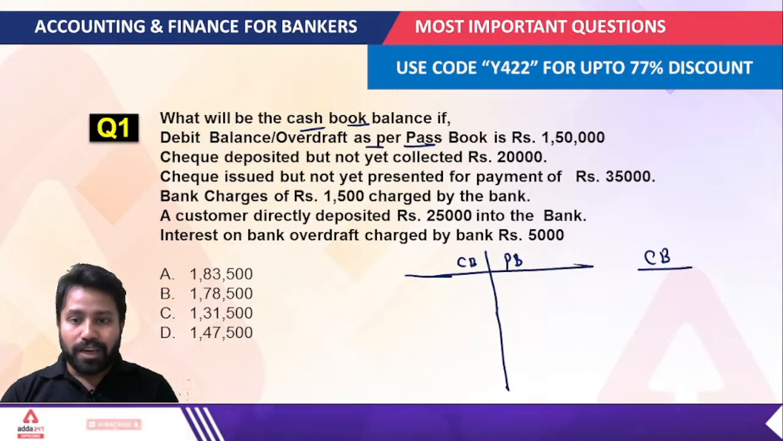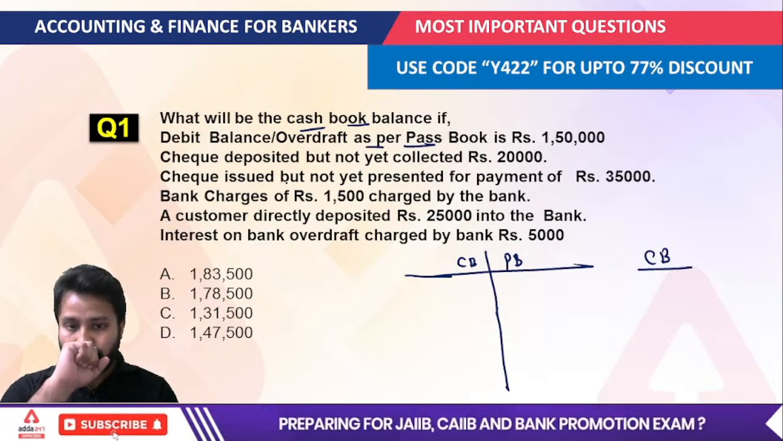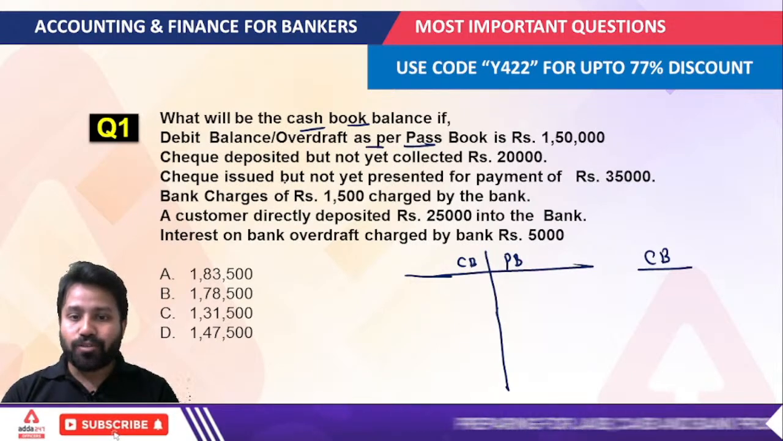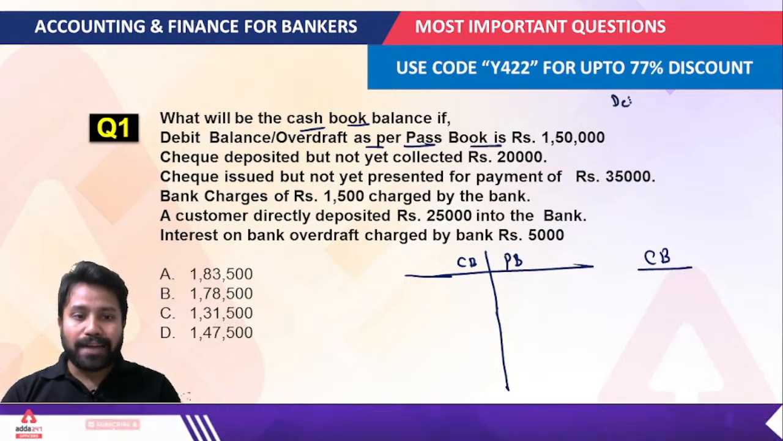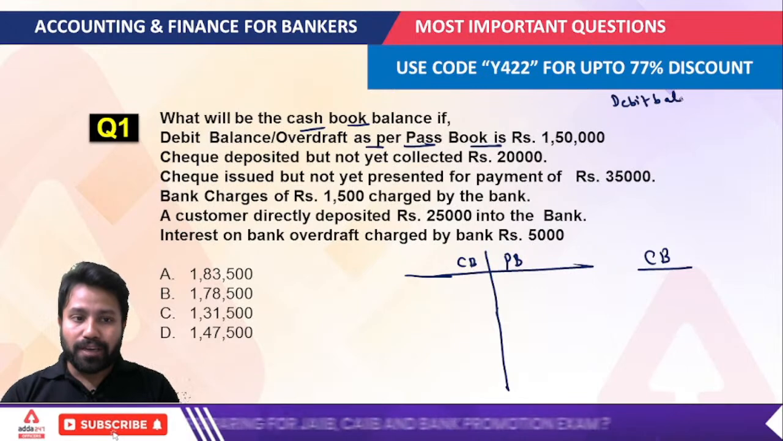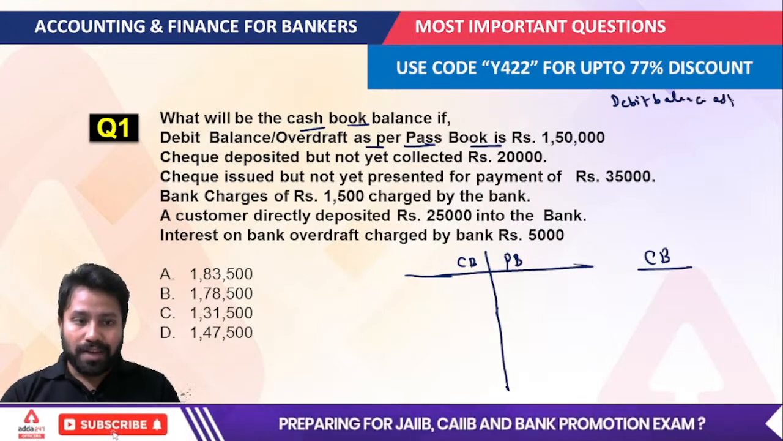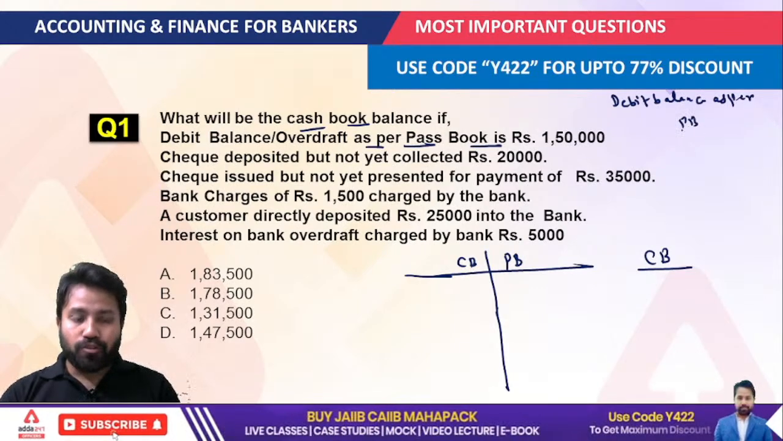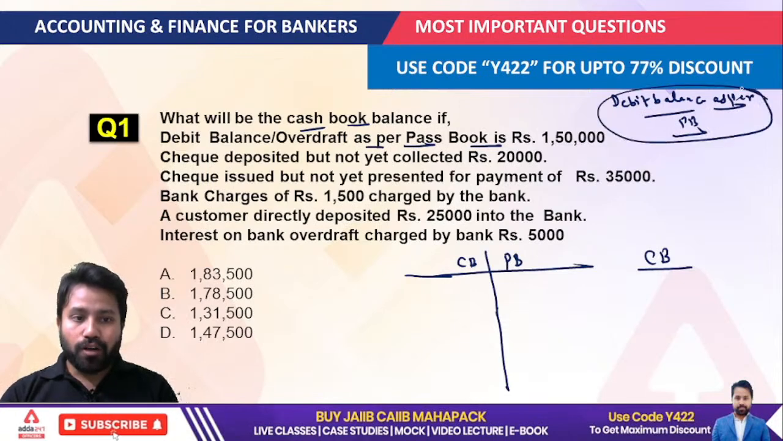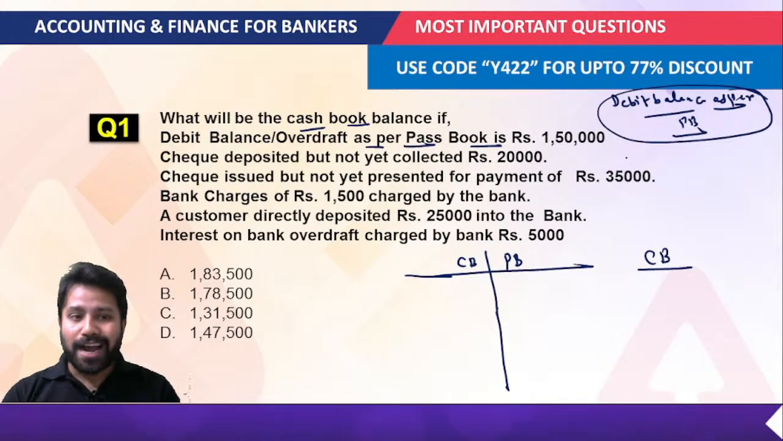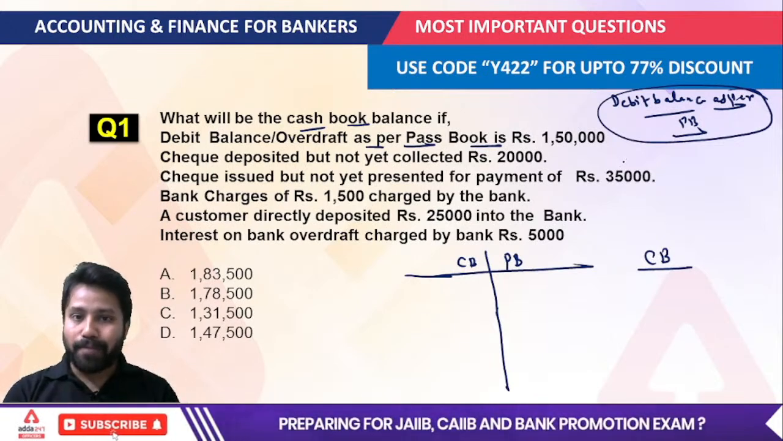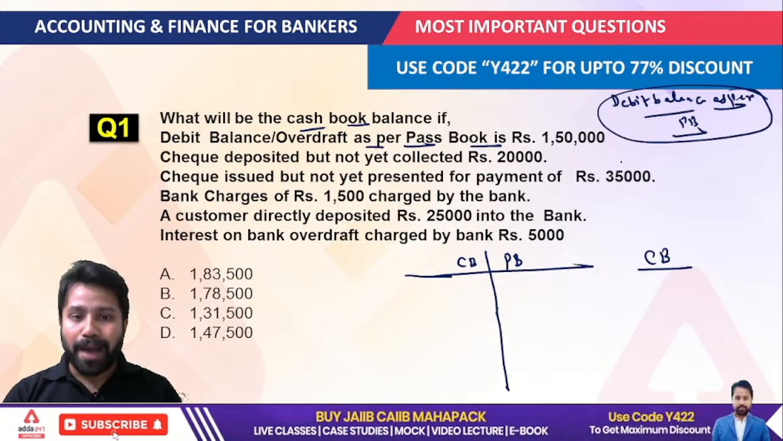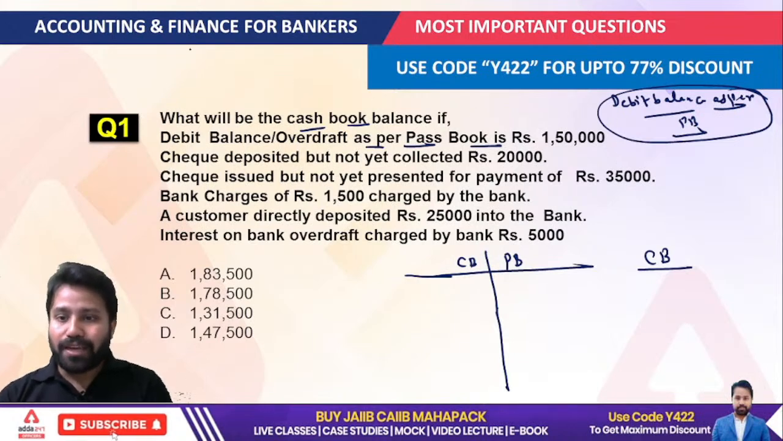Now suppose the question says debit balance or overdraft balance as per the passbook. Suppose in the question only the debit balance as per the passbook is given. Now a lot of people get confused in this, whether the positive figure should be taken with the balance or the negative figure. So just understand a very important thing.